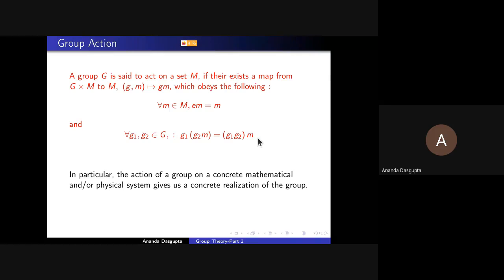Now, if this group action is on some concrete mathematical or physical system, this gives us a concrete realization of the group as opposed to an abstract set of objects which obey some multiplication rule. So we have already seen such realizations. After all, once again, let's talk about the symmetries of the equilateral triangle. The 6 operations that we were talking about are concrete realizations of an abstract group. 6 objects, E, A, B, C, D, F.